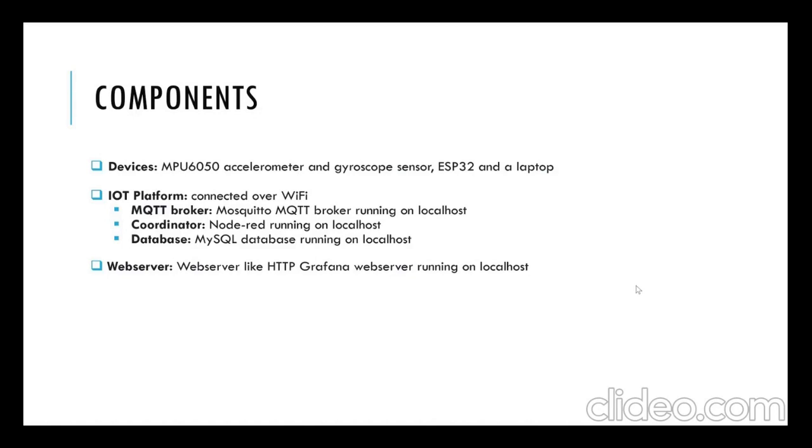Components. The devices used in this project are the MPU6050 accelerometer and gyroscope sensor, ESP32 development module, and a laptop. The IoT platform is connected over Wi-Fi and it has a Mosquitto MQTT broker, Node-RED as a coordinator, and a MySQL database, which are all running on localhost. For the web server, I use the HTTP Grafana web server, which is running on localhost as well.